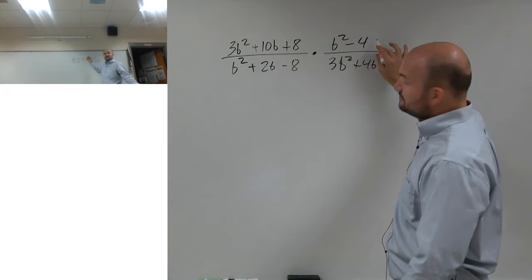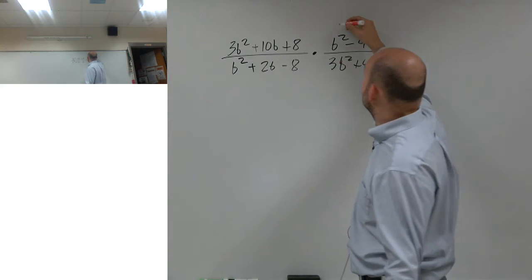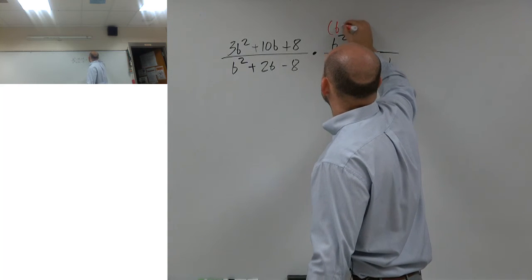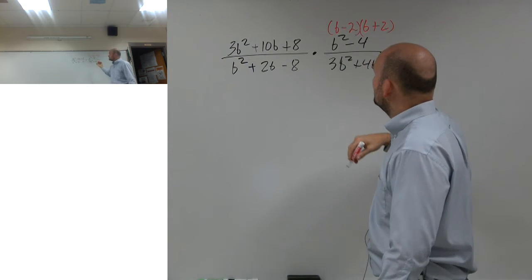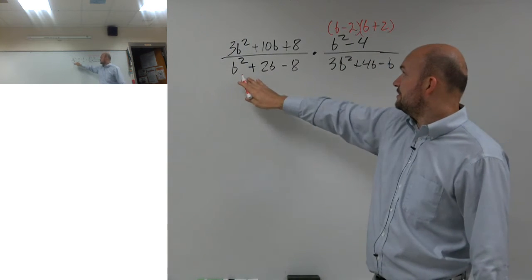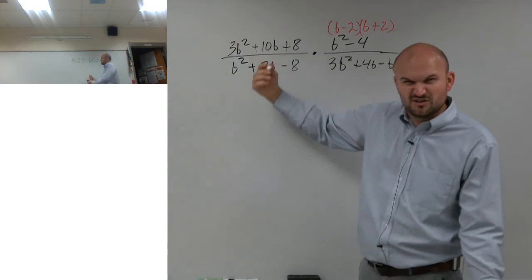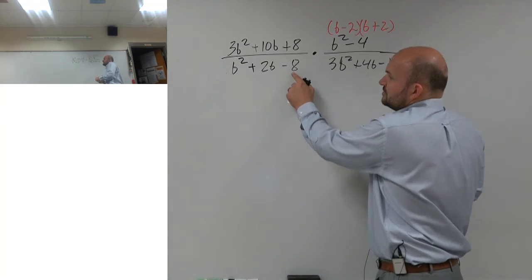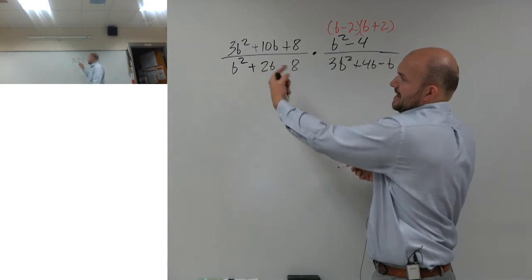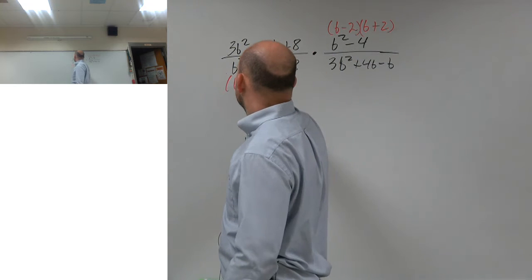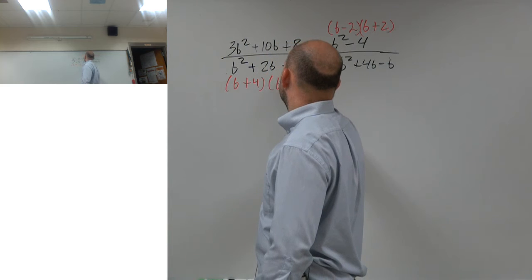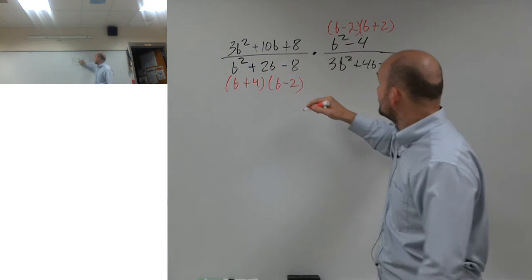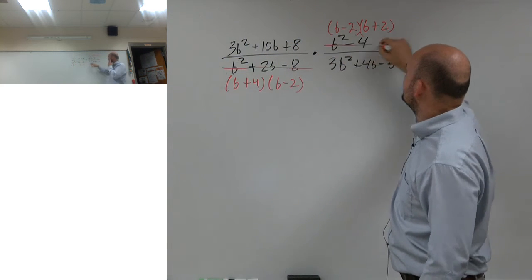Now, first of all, I see b squared minus 4, and I'm fairly used to recognizing that it can be rewritten as b minus 2 times b plus 2. That's the difference of two squares. Here is another trinomial where my a is 1, so those are relatively easy to factor. I'm looking for what two numbers multiply to give me negative 8 and add to give me a positive 2. So I'll do b plus 4, and then b minus 2.